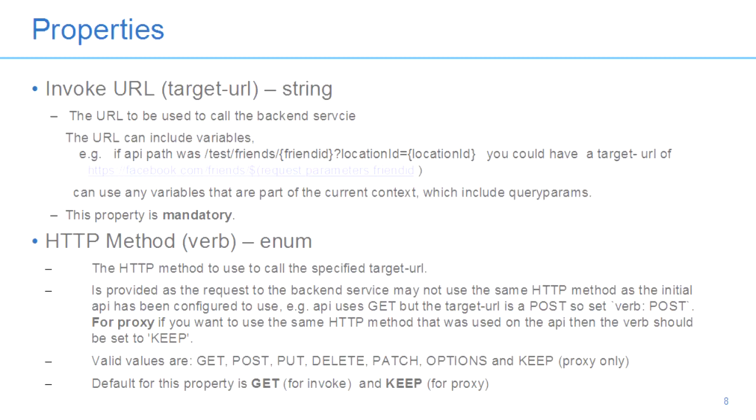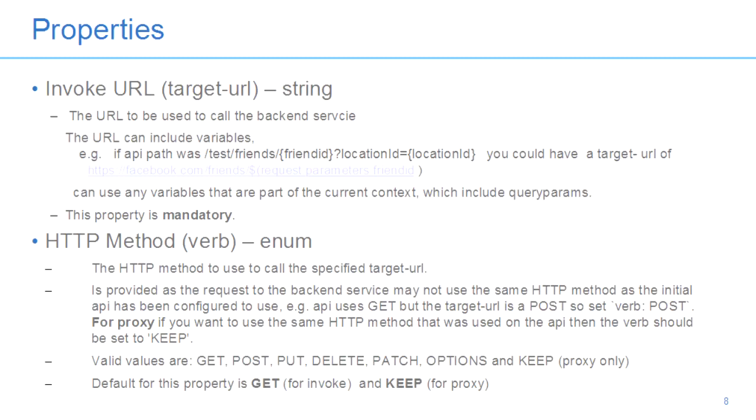Now, out of all of the properties within the invoke, the only one that is mandatory is this invoke URL, the target URL. All the rest are optional and have default values if you don't set them. As I mentioned earlier, the invoke now takes, instead of having separate policies for the get, the put, the post, and things like that, an HTTP method or a verb which you specify to define what type of call you're going to do to your backend system.